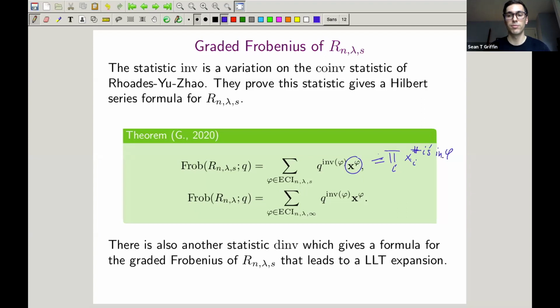And basically this formula also stabilizes to a formula for R_{n,lambda}. In order to get the formula for R_{n,lambda}, you take a limit as s goes off to infinity. This is the same thing as allowing infinitely many columns. And let me also note that there is another statistic which I call dinv, or diagonal inversions, that gives you an LLT expansion. And it's more obvious why the dinv statistic gives you a symmetric function.